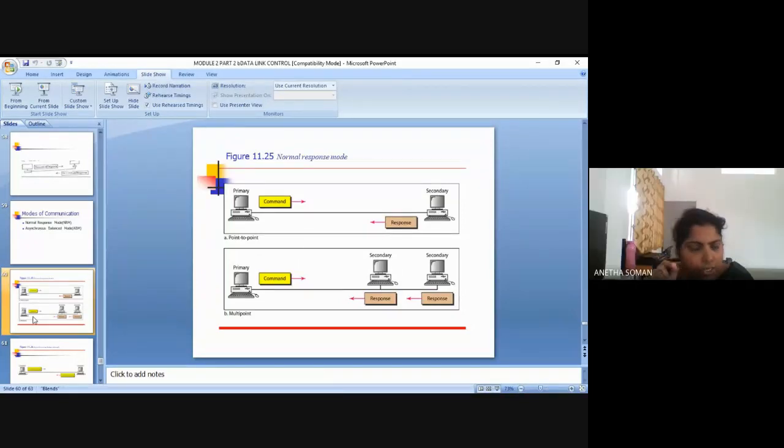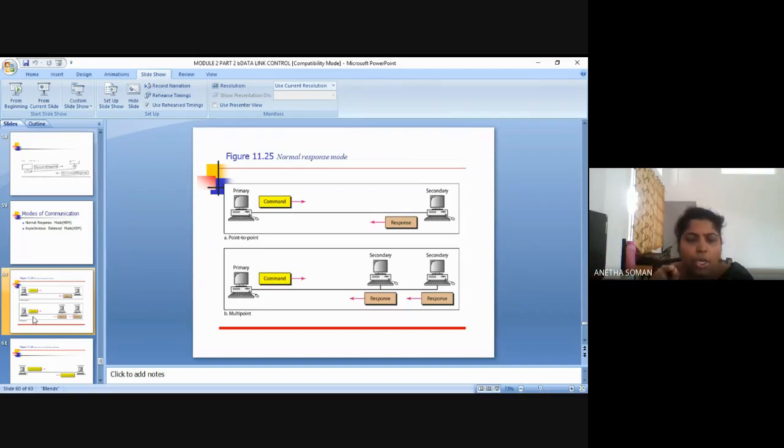Unbalanced. What about the station configuration? Yes, it is an unbalanced configuration. So that means one is acting as the primary and the other one is acting as the secondary in a point-to-point connection. Okay, now what about in multi-point? One is acting as the primary again, and whoever is acting as the secondary, they issue the responses.